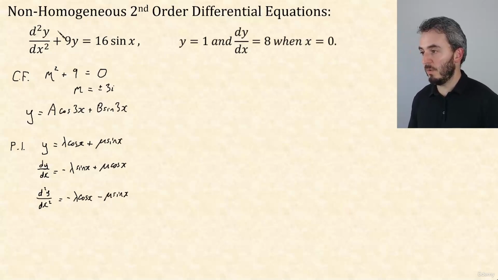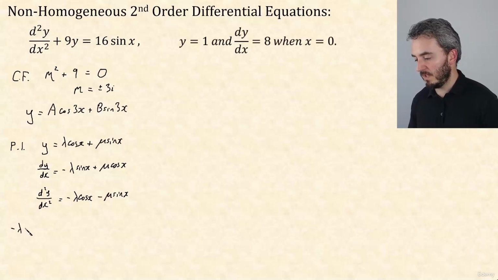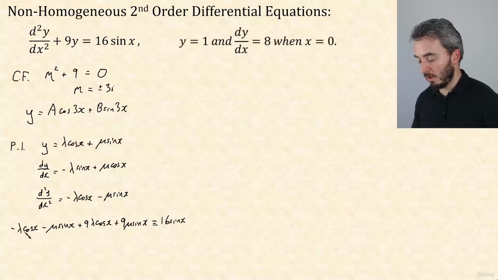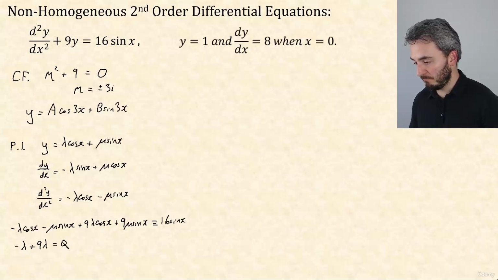Sticking these together, we want second derivative plus 9 of the original function. So the second derivative, minus lambda cos x minus mu sine x, plus 9 of the original function, that's 9 lambda cos x plus 9 mu sine x, should be identical to 16 sine x. The coefficient of cos x on the left is minus lambda plus 9 lambda, and the coefficient of cos x on the right is 0. That means that lambda is 0.